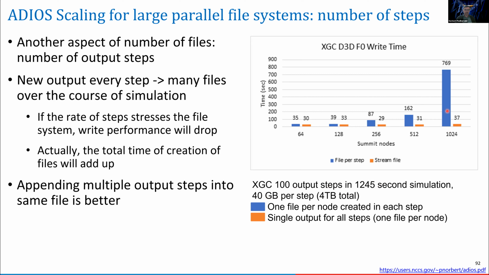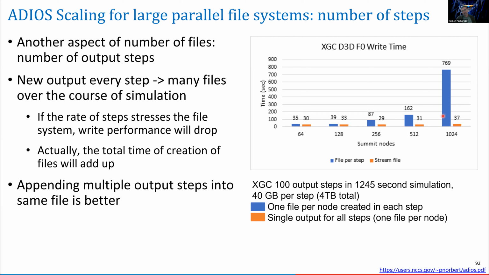So instead, it's much better to create a single output in the beginning of the run and just append all the 100 output steps into that same single output file. And then you can see that the time is very similar on every number of nodes. This is a strong scaling test, so the data size is the same no matter what the number of processes is. The data size is related to the setup, not to the number of processes.